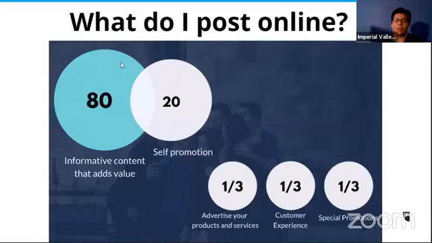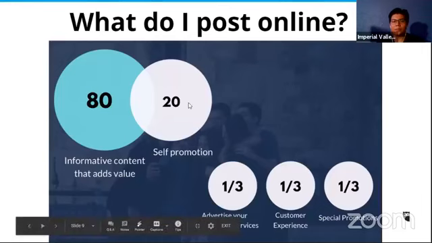And like I said, this is part of the training on how to use social media for your small business and what to post online. It should always be this 80-20 rule, or 70-30, however you want to see it. Informative content that adds value to your clients, and the other 20% self-promotion, which is the part we're going to handle here. The self-promotion could be advertising the products and services, the customer experience, or special promotions, etc.